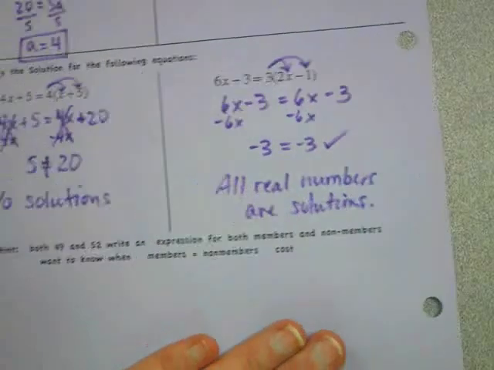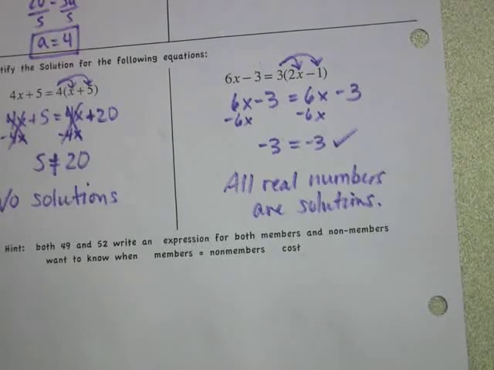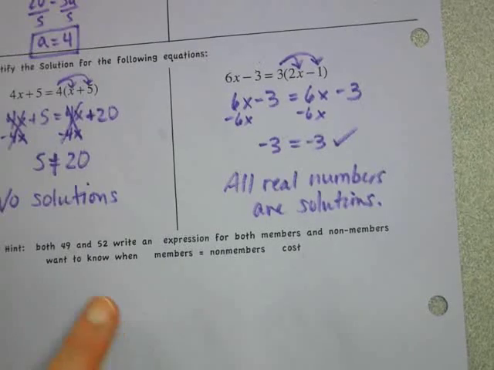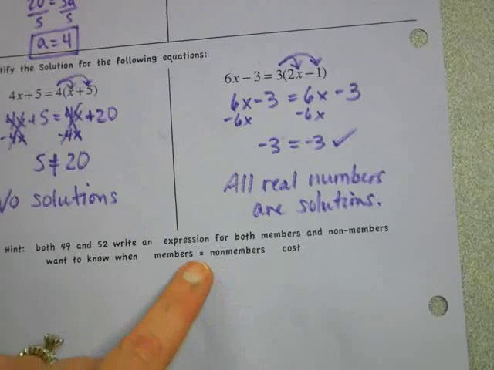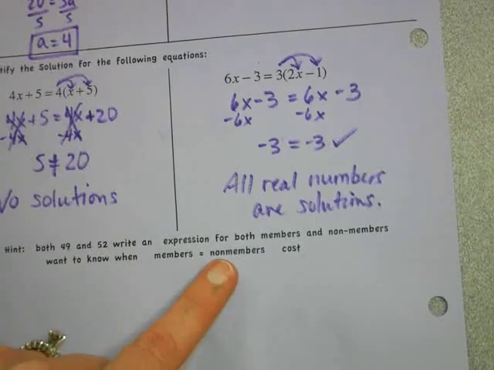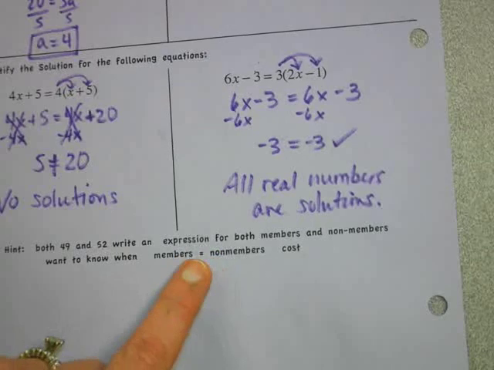Okay? And then there's a homework hint here. It says both 49 and 52 in the homework, you need to write an expression for both members and non-members. So you want to know when members is going to equal the non-members cost. When are the costs for members going to be the same as the cost for non-members? So that's a little hint to help you with your equation work.